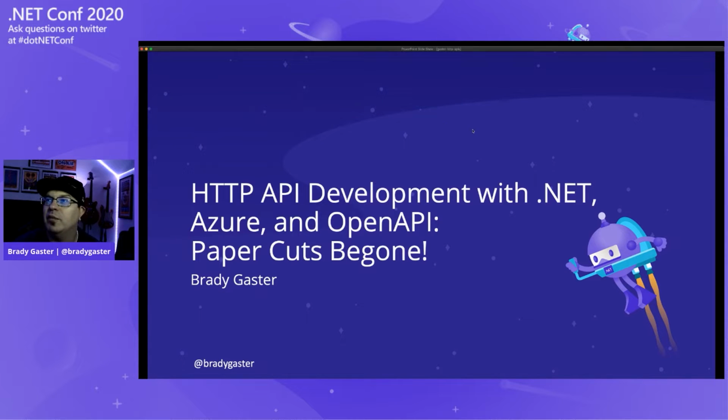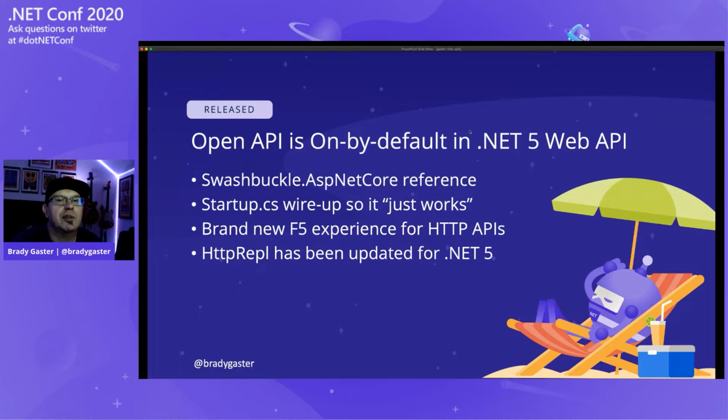I'm going to go ahead and move on to the next slide here. So like we talked about in the keynote, OpenAPI is on by default in your ASP.NET Web API projects in .NET 5. We hope to backport that to 3.1 at some point. I don't really have an ETA at this time, but if you do a brand new Web API project in .NET 5, you'll get OpenAPI by default unless you opt out of it. So we're going to talk about how we did that today as well.